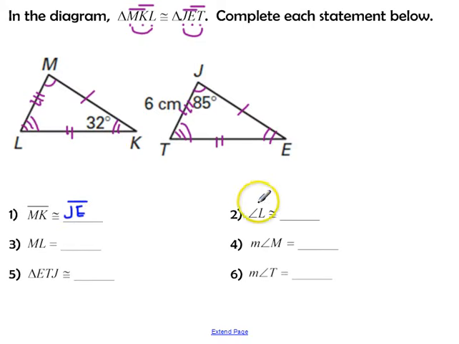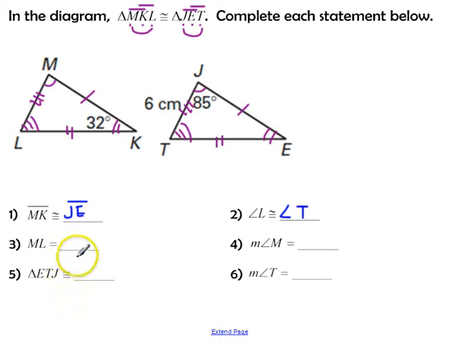Number 2 asks us, angle L is congruent to which angle? So angle L here is marked with 3, so we find the other angle marked with 3. And so angle L corresponds to and is congruent to angle T.